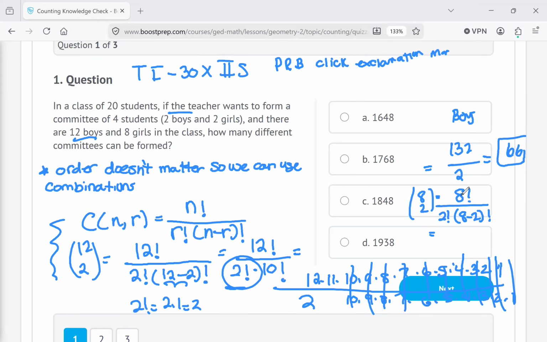So here in the numerator, it's 8 factorial. On the bottom, what's 8 minus 2? 8 minus 2 is 6.